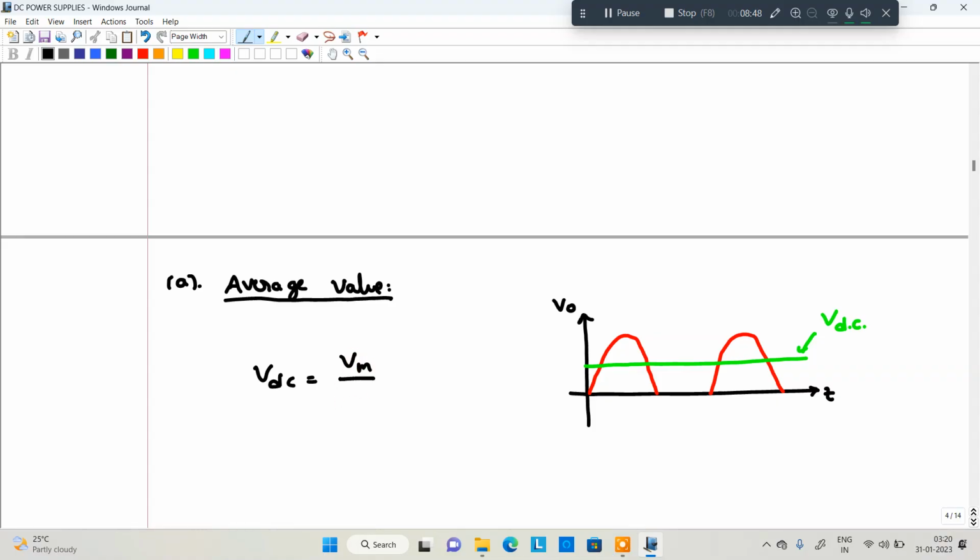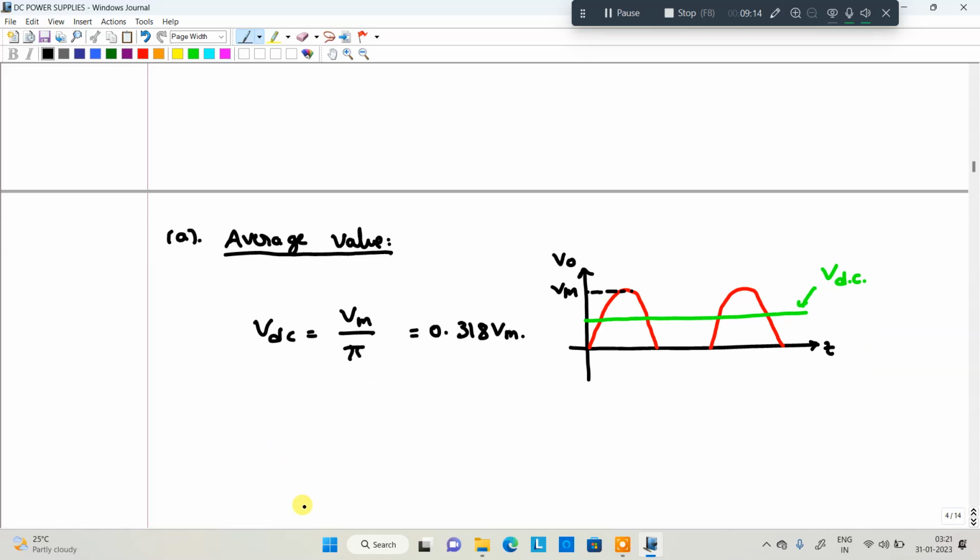So VDC is Vm divided by pi. You can also write it as 0.318 Vm, where Vm is the maximum value. Okay, so this is about the VDC. Next, the average value of current, IDC. We have voltage and load resistance RL. From that, current I is equal to V by R, so IDC is VDC divided by RL.